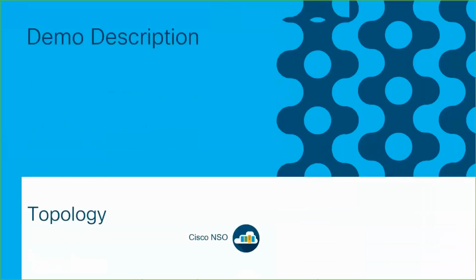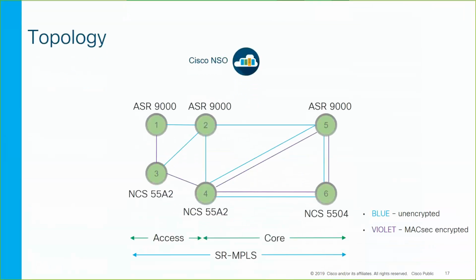Well, let's now move on to the demonstration. The demonstration topology includes a service provider's segment routing enabled network composed of ASR 9000 and NCS 5500 family routers. The interconnecting links include both MACsec encrypted as well as unencrypted links. On top, Cisco NSO acts as a service orchestrator.